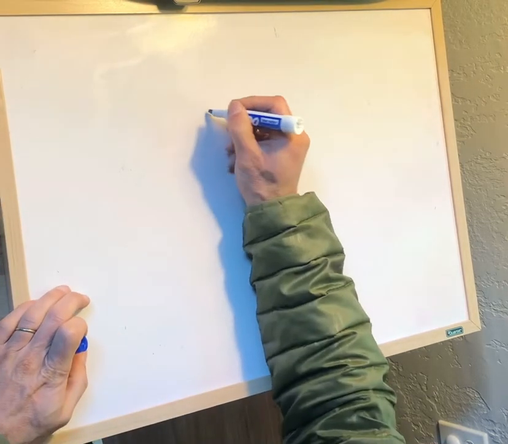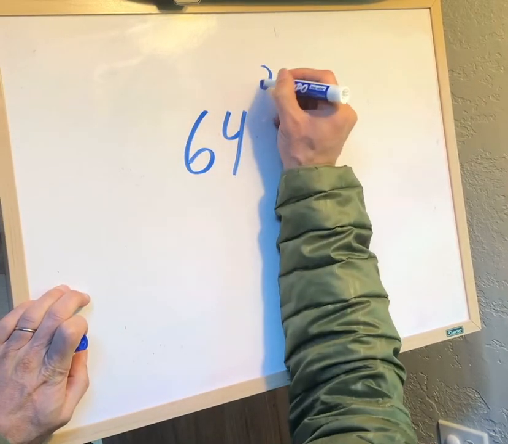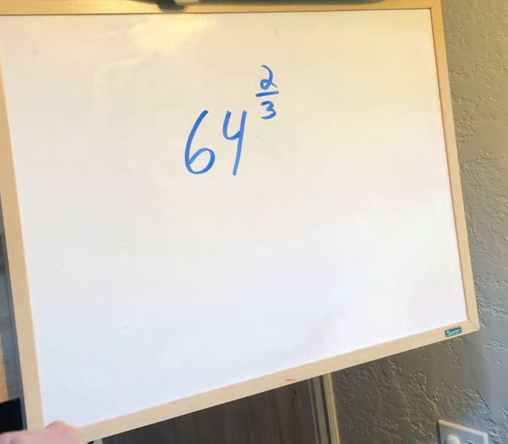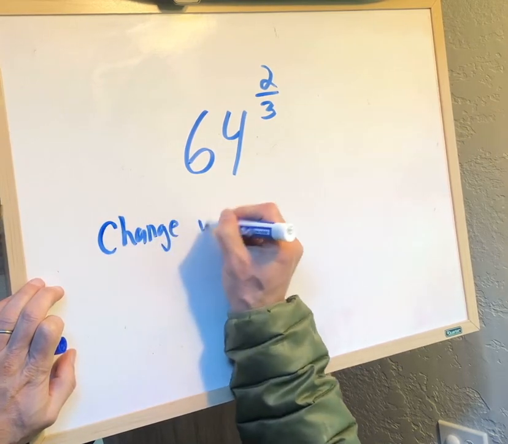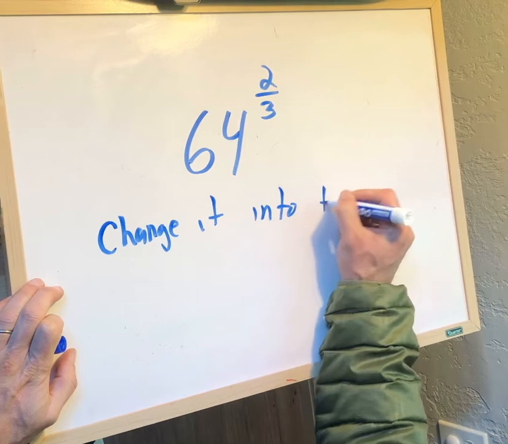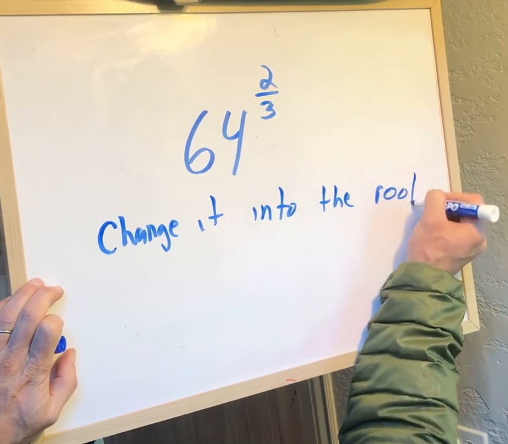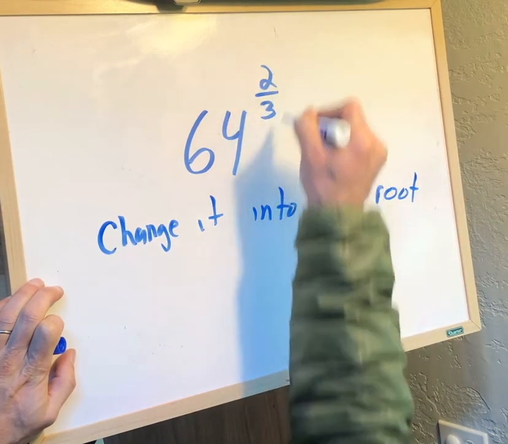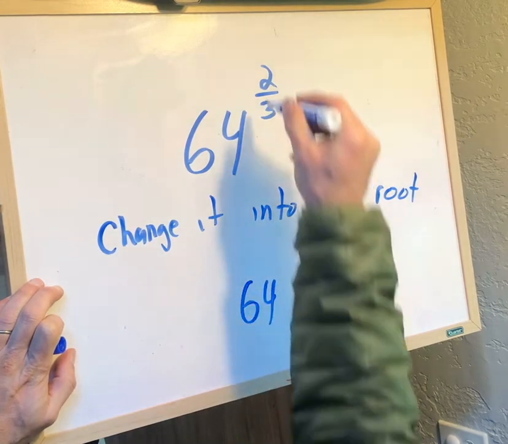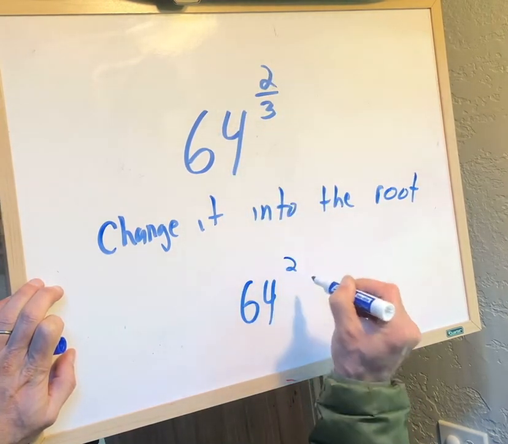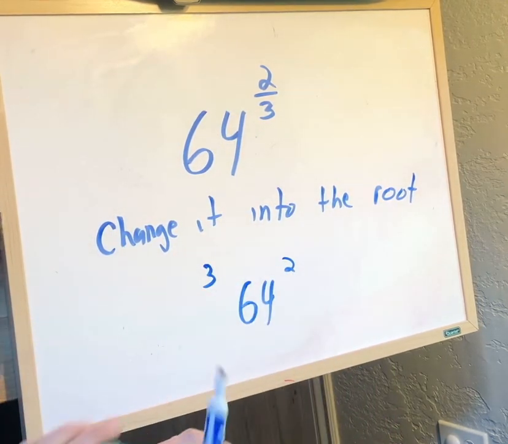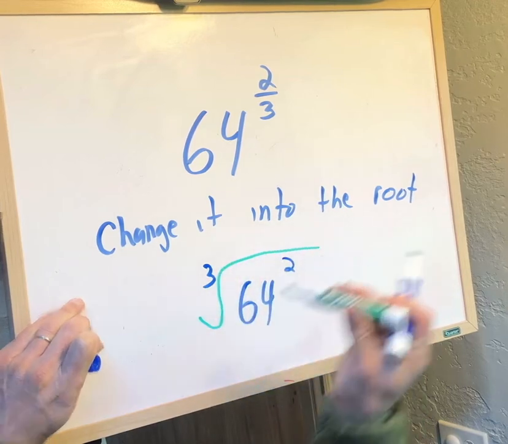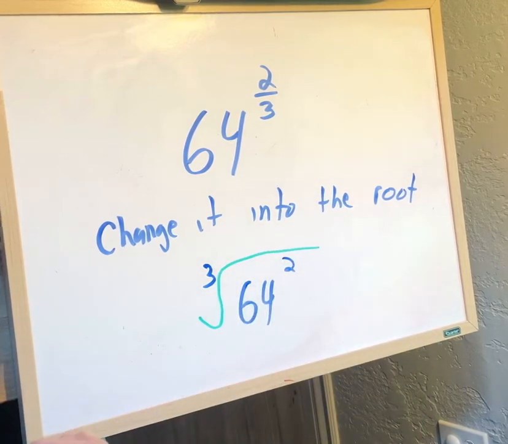You're going to have questions where it's going to ask you, what is 64 to the 2/3 power? You can actually do this in your head. But before you do anything, always change it into the root. Always change it into the root. This 2 drops down, becomes the exponent, and it shoves this 3 outside of the root.